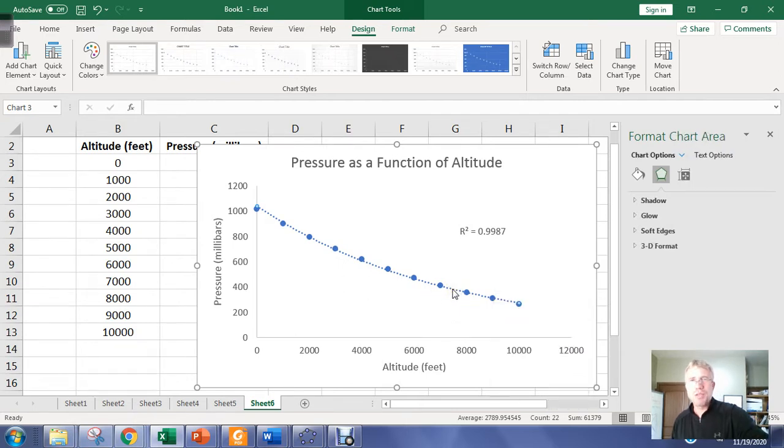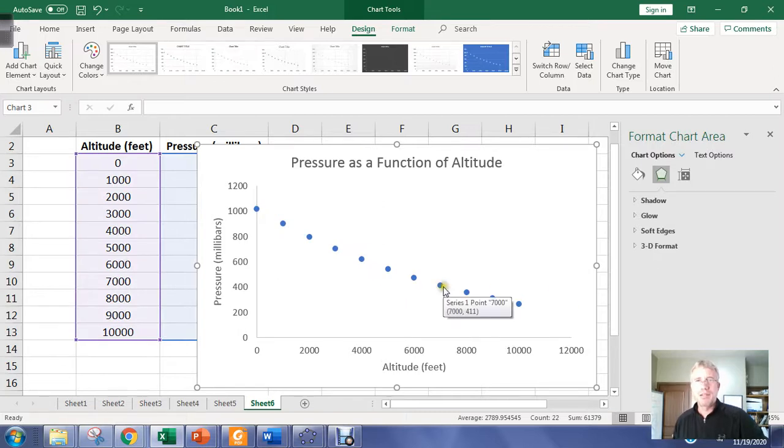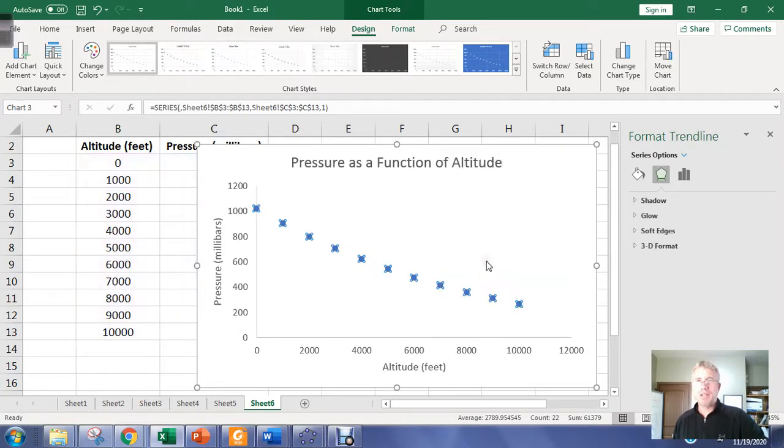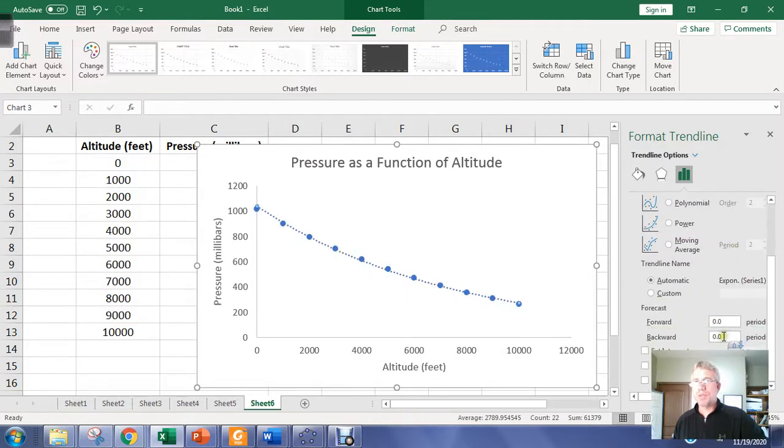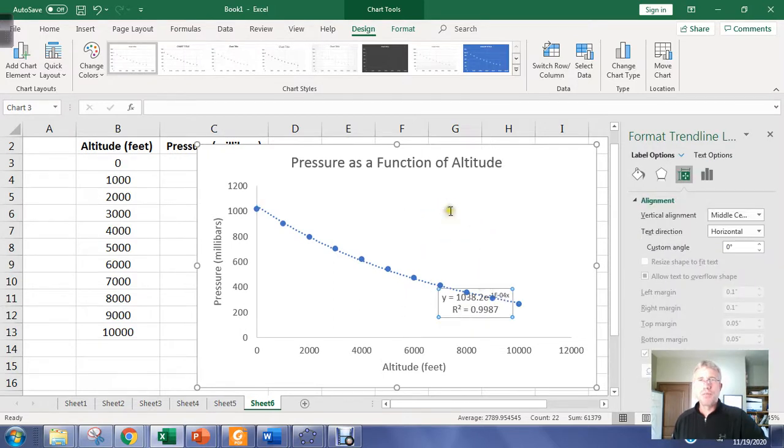It took me out of the menu before it let me add it in. Go back here, right click, add trend line, exponential function. We're going to add the equation and the r-squared value to the chart. And then what I'm going to do is get this into a text box. So I can see on the e I have this exponent -1e-04x. We'll talk about that in a minute.